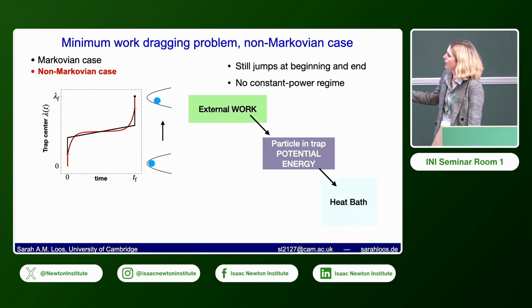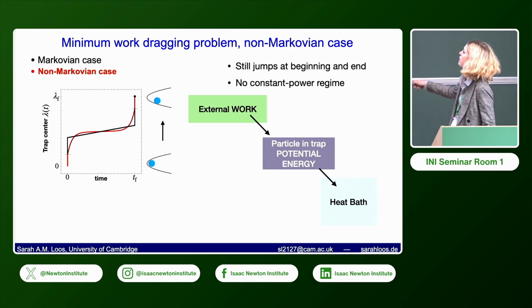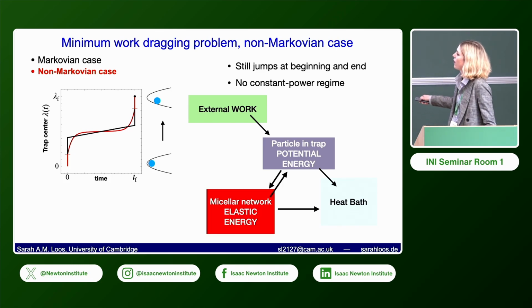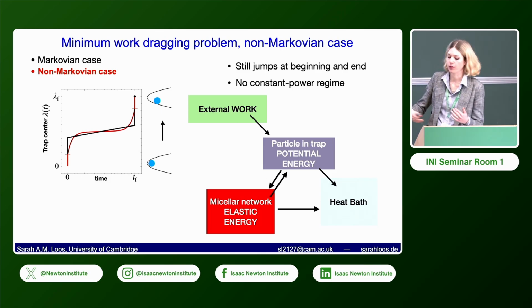And a way to understand why you have these additional features here is by thinking about how the energy flows through the system. So we apply external work, and in the Markovian case, that would just be translated to potential energy, which eventually is dissipated to the heat bath. While now, this micellar solution can store elastic energy, so you have also energy flowing back later, and this can at least explain a little bit why you get these nonlinear solutions.